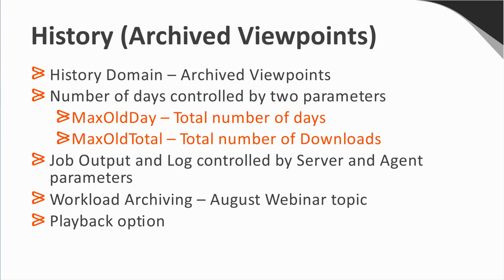History, previously known as Archived Viewpoints, as I said earlier, is previous days' job runs that you can view in the GUI. The number of days is controlled by two parameters, max old day and max old total. Max old day is the total number of days, and max old total is the total number of downloads available. If you want to keep 7 days worth of history, set max old day to 7 and max old total to a higher number such as 10. This way, if the gateway does an additional download or two, you still have your 7 days worth of data.